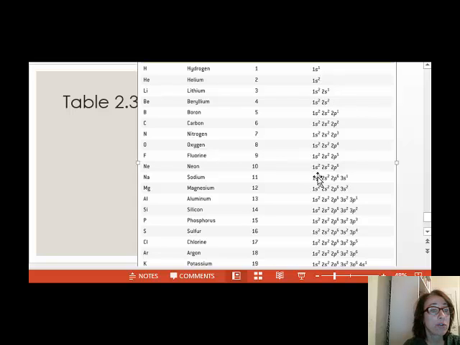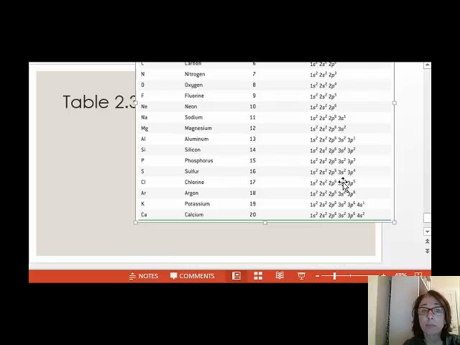The highest shell for neon is also the second shell. However, neon has 2 electrons in the 2s subshell and 6 electrons in the 2p subshell. Thus, neon has 8 valence electrons. The highest shell for sulfur is 3. Since sulfur has 2 electrons in the 3s subshell and 4 electrons in the 3p subshell, sulfur has 6 valence electrons. You can always find valence electrons from an electron configuration.